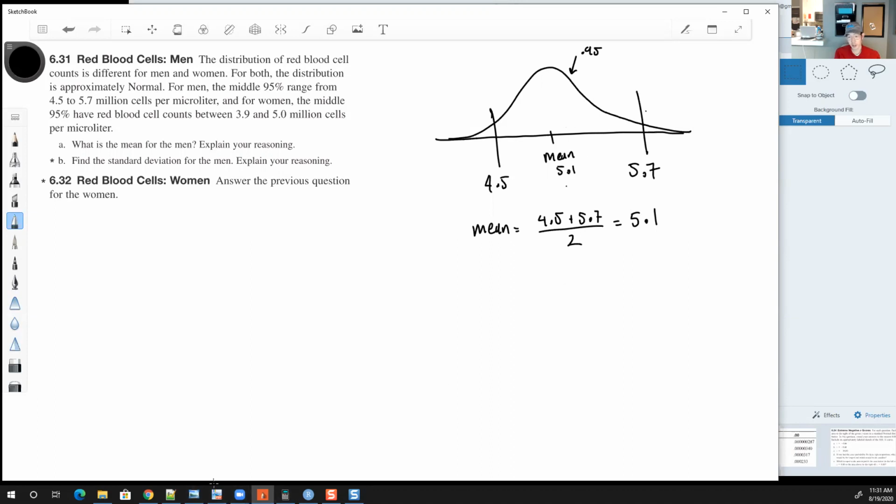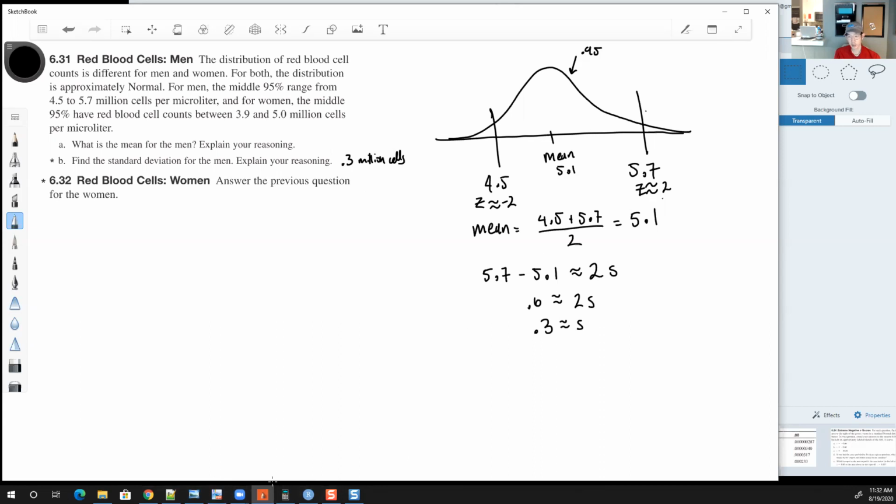Now for the middle 95%, we have a couple of choices here. We can just say this is approximately z equal to 2. Z is approximately 2, and z is approximately -2. And 5.7 is approximately 2 standard deviations above 5.1. So if I do 5.7 minus 5.1, this is going to be approximately 2 standard deviations, 2s. So I get 0.6 is about 2s, and if I divide both sides by 2, I get s of around 0.3 million cells, because that's the unit we're using here.